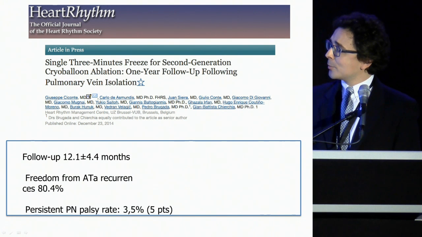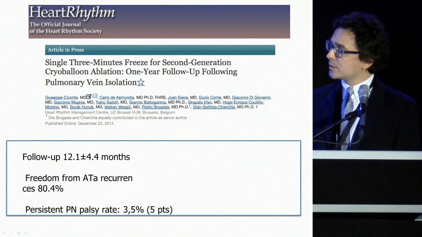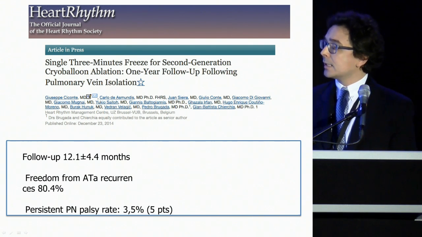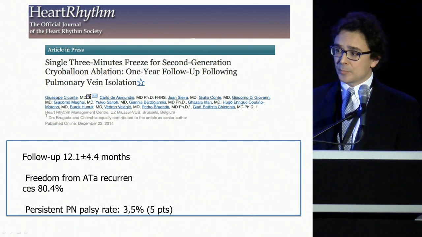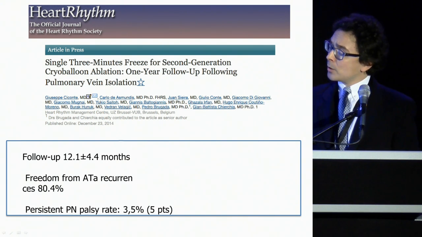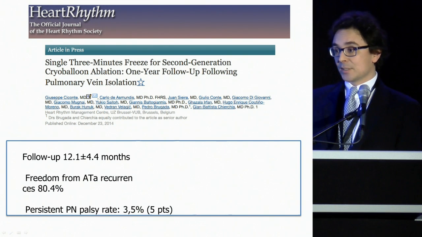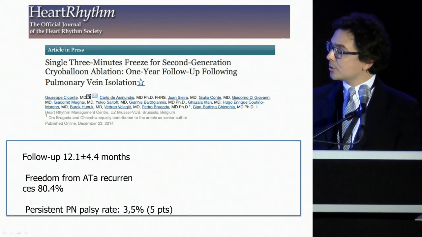I'm sorry for this slide; it's very ugly, but whatever. Again, we published our 1-year follow-up on single 3 minutes for the second-generation cryoballoon in Heart Rhythm. We had a total of 145 patients with a mean follow-up of 12 months. Freedom from AF, ATA, we also included flutter and anything, was 80% in this population. Persistent phrenic nerve palsy was present in 3.5%, but what do we intend with persistent phrenic nerve palsy? We consider persistent phrenic nerve palsy when the patient, who is asleep, is taken out of the table and is still exhibiting phrenic nerve palsy. Most of these actually resolve within the first days, months of the procedure.